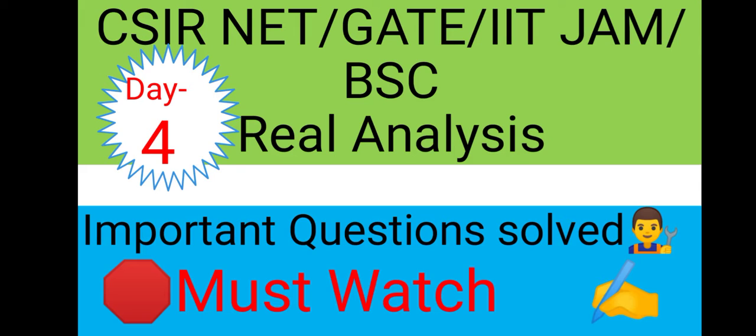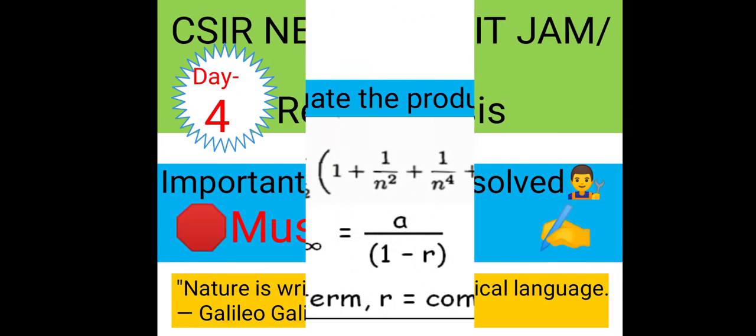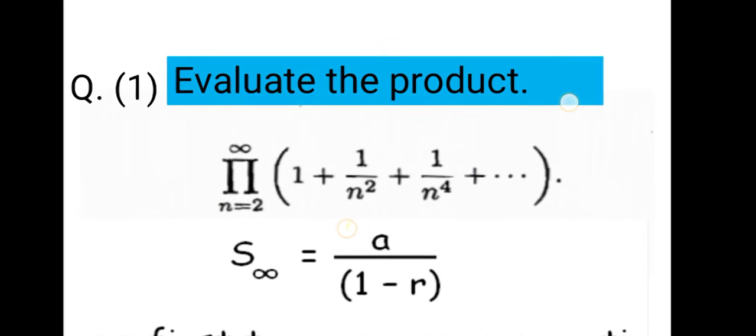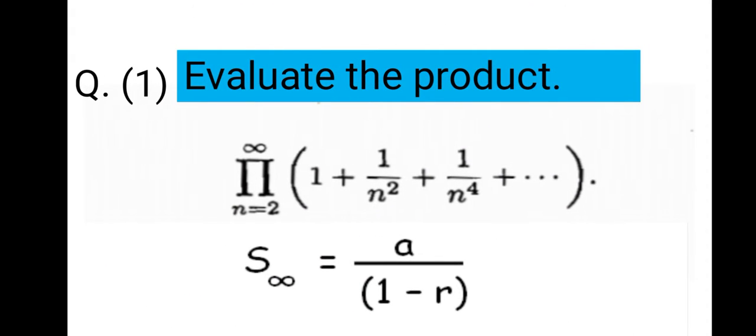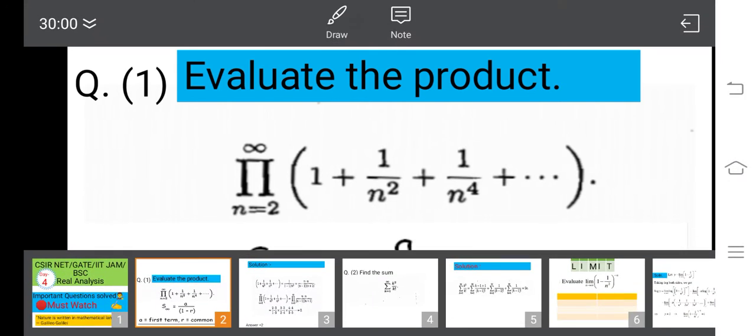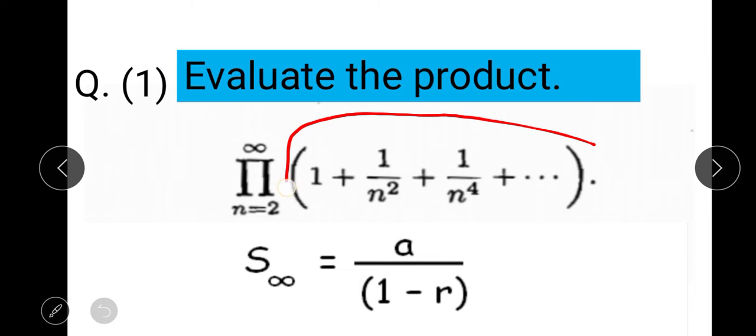Now let us start today's topic. Here is the question number 1. We have to evaluate the product. This is n equal to 2 to infinity product, and the expression in the parenthesis is an infinite series.